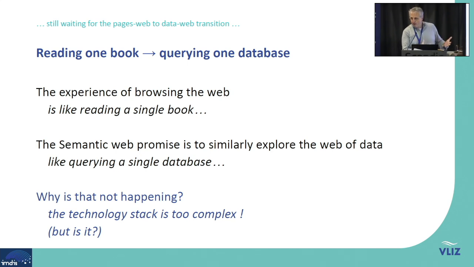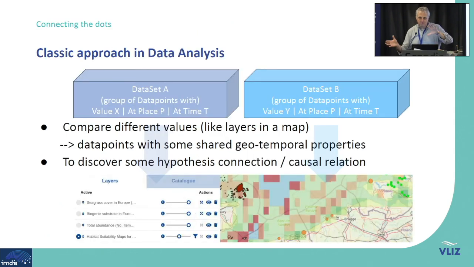You browse the web, and you have the experience of reading one single book. And the promise from the semantic web is that we would now have a database system managed by everybody and nobody, just like the web, that by now would have brought us to a level where we would query this database as one single database. And that didn't happen, not yet. Why didn't it happen? Well, a lot of people will tell you it didn't happen because the technology stack is too damn difficult. And I'm here to argue that that is not a problem. So bear with me.